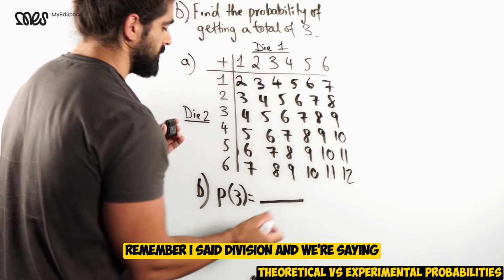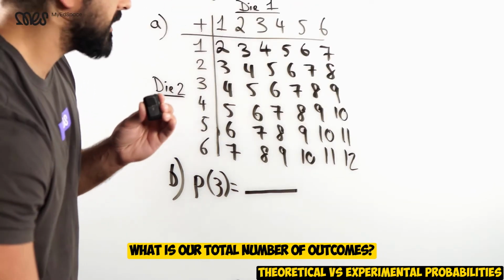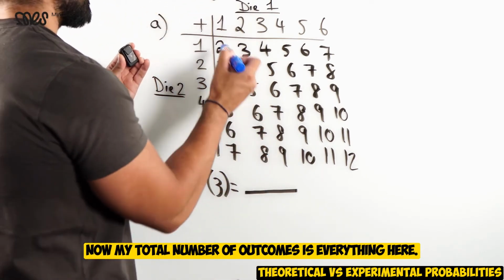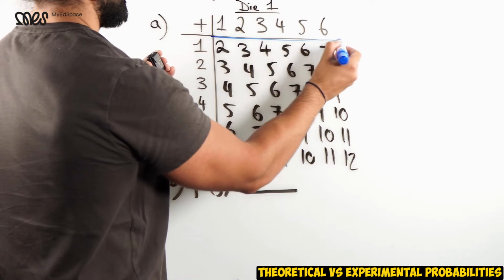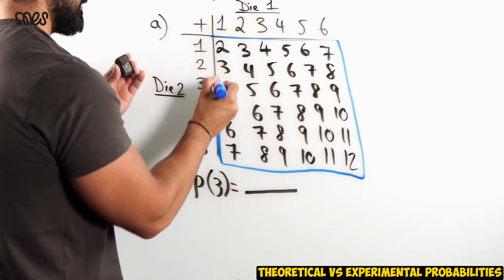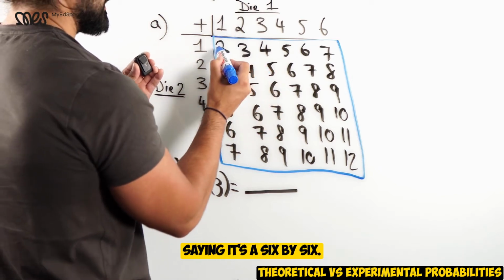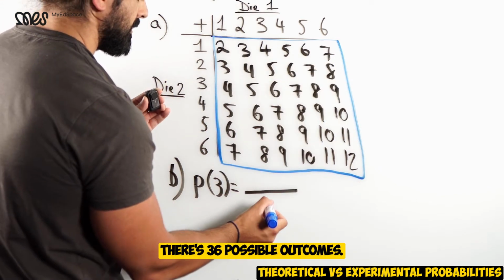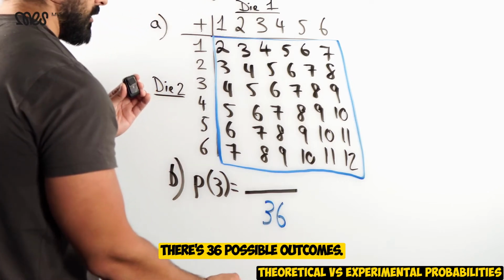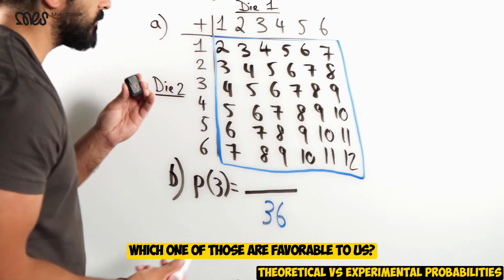Remember, I said division, and we're saying, what is our total number of outcomes? Now, my total number of outcomes is everything here. How many numbers do you see here? Well, you can quickly do it by saying it's a 6 by 6. There's 36 possible outcomes.